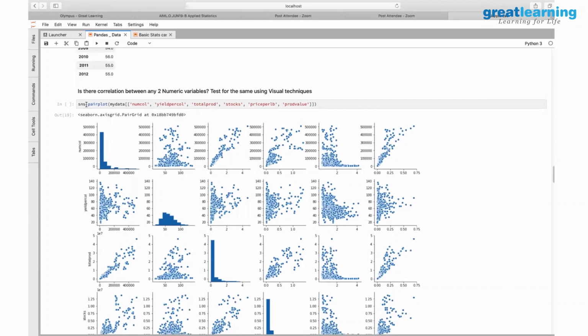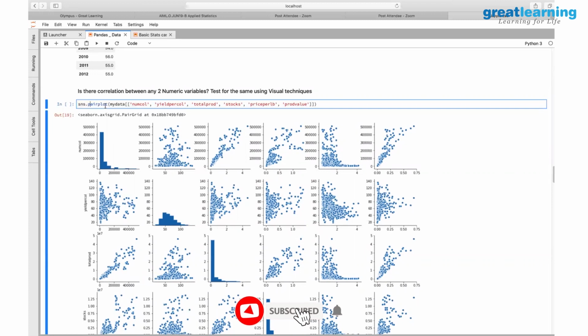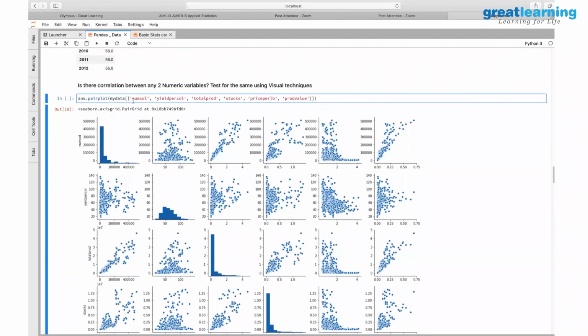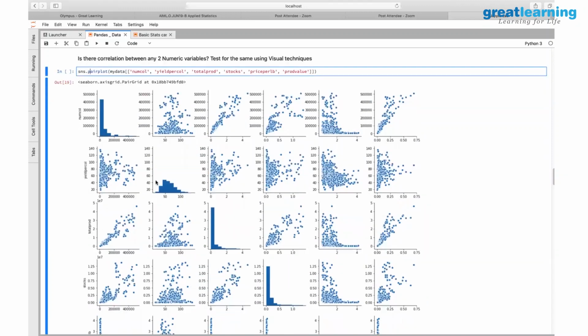So sns is the Seaborn library, and it has a function called pairplot. Pairplot gives you scatter plots of all the variables, each one with every other variable that is there in the data set. If you use pairplot of my data, essentially it more or less gives you the same thing, but the challenge is that you have a state variable which is non-numeric, so it doesn't gel well. That's why we exclude that variable and include all the remaining variables that are there in the data. So now what is the pairplot doing?